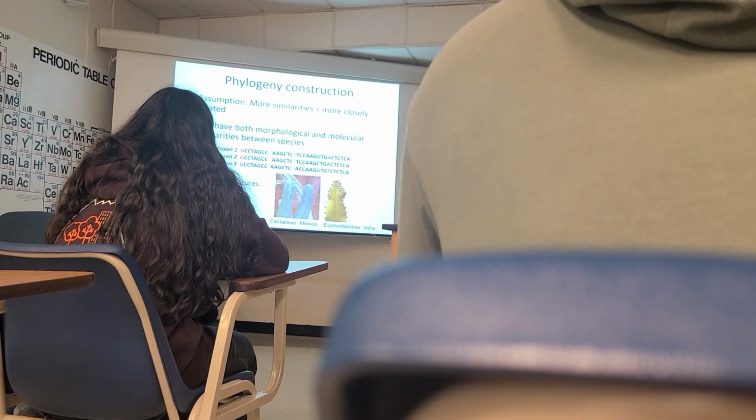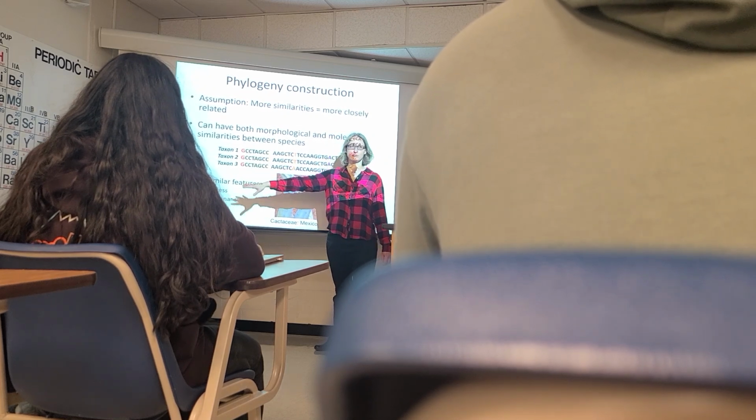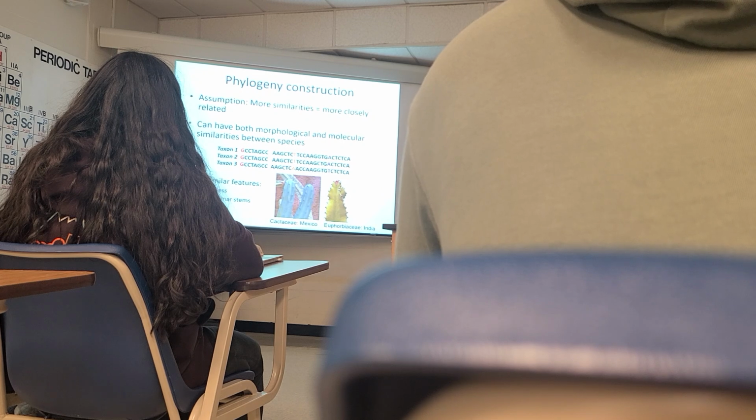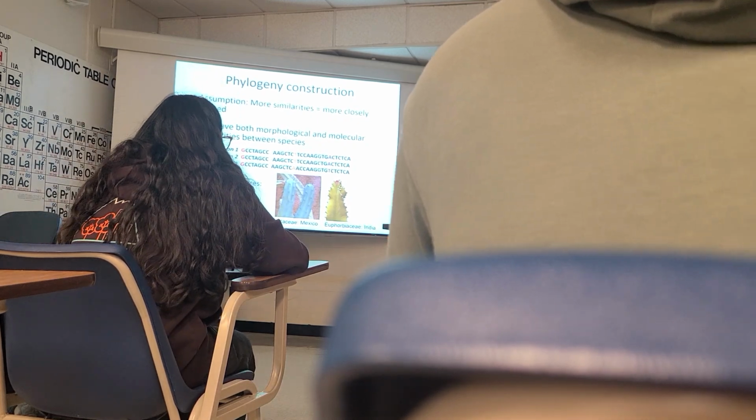Right? But we have way more similarities between species 1 and 2 than we do between 1 and 3. That would then imply, or assume, that species 1 is more closely related to species 2 than it is to 3. Good assumption? Maybe, right? Here's the problem with this technique of assuming that the more similarities exist, the more closely related you are. You can actually have similarities that exist and not be closely related at all.